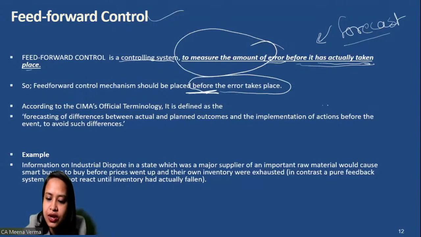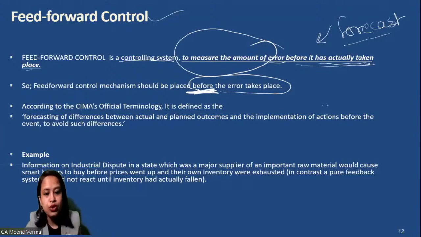Remember, you can underline this point. Before the error actually arises in the organization, before the problem or any variance actually arises, you are controlling the performance of the organization. This is a mechanism you are applying before any problem, error or variance actually arises. That is why it's a proactive or preventive measure.